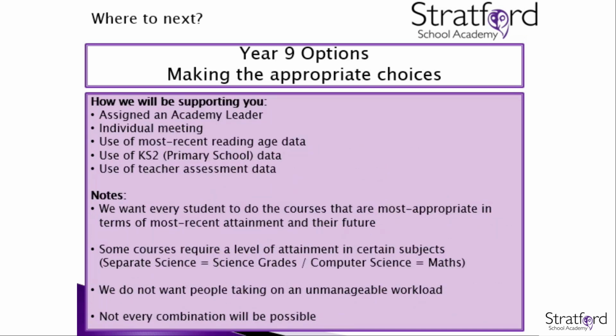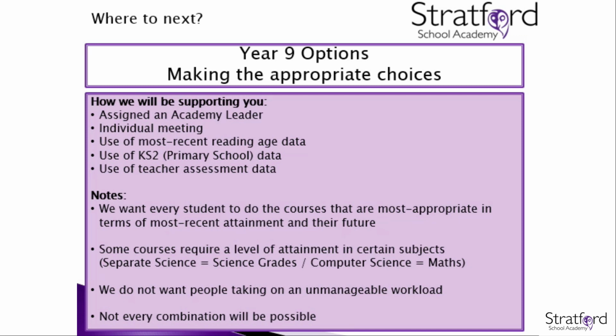There are different ways that Stratford School Academy will be helping you through this process. One way is that you will all be assigned an academy leader. This leader will meet with you on Microsoft Teams to go through an options choice meeting. In that meeting, we will listen to you, listen to your parents and carers, but also take into account both historic and current data. We'll be looking at your most recent reading age, your Key Stage 2 scores, so these are the scores that you received at the end of primary school, the end of Year 6, and also your current teacher data, which will be in the form of a predicted grade. Your teachers have assigned you a grade that they feel would represent, if you carried on working the way you're working now, the grade that you would get at the end of Year 11.